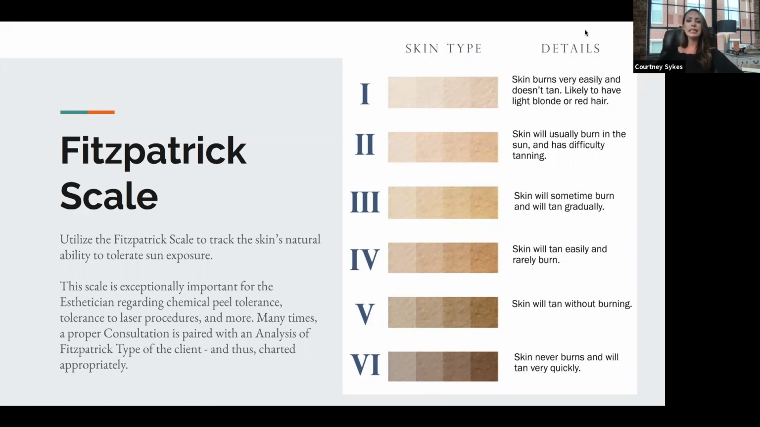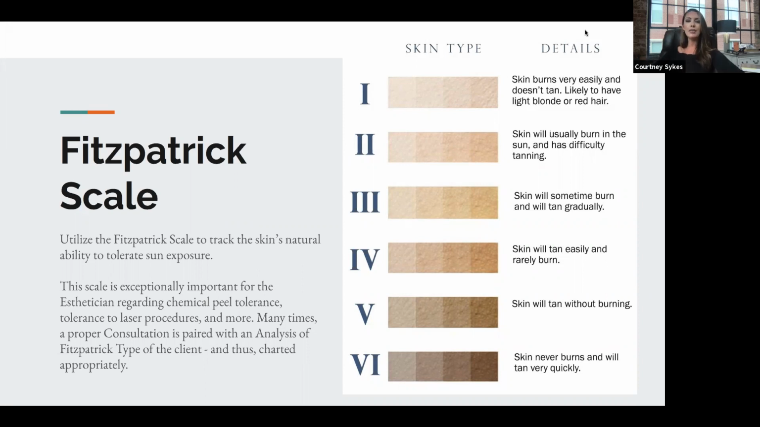Then Fitz 6, skin will never burn and will tan very, very quickly. So Fitz 6 is phenomenal. The only thing about Fitz 6 is you have got to build people up to certain treatments, but you can do it. It's fine. It's really not a big deal. Please get out of that fearful thought that darker Fitzpatricks, you can't do anything. The only thing about darker Fitzpatricks is the skin will have a propensity to hyperpigment, which everybody's prone to, or hypopigment, y'all. Just keep in mind that you have to be careful and ease people into things.